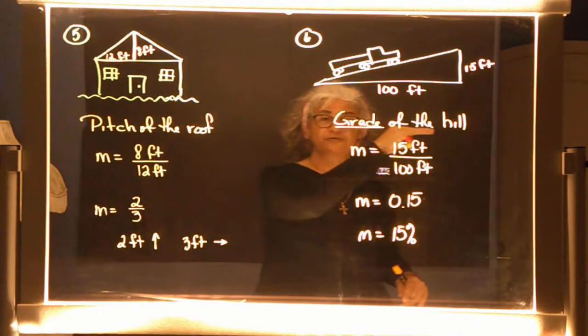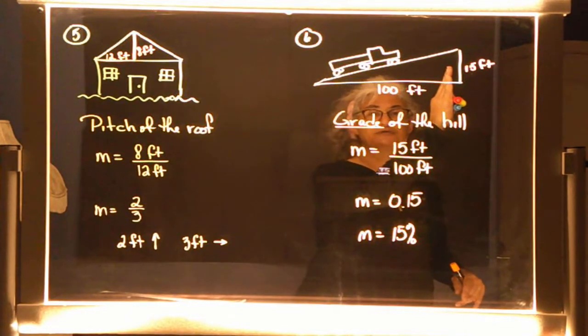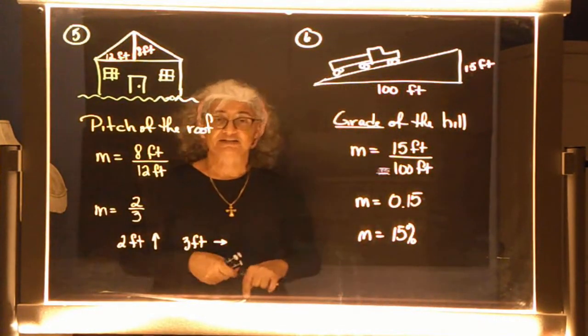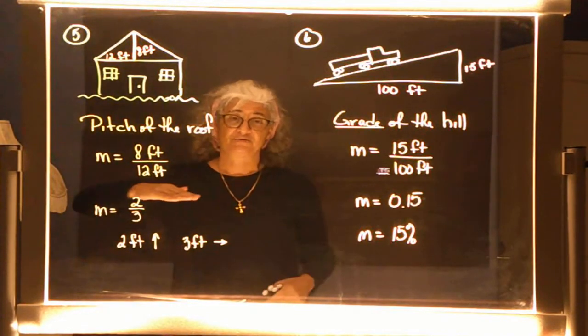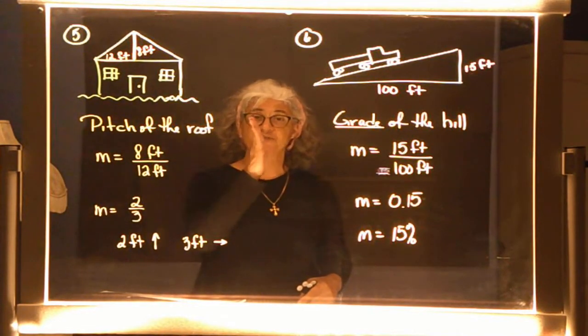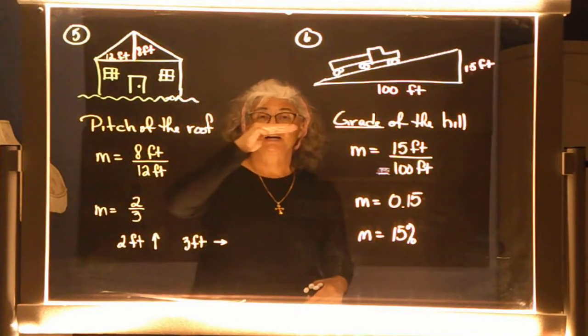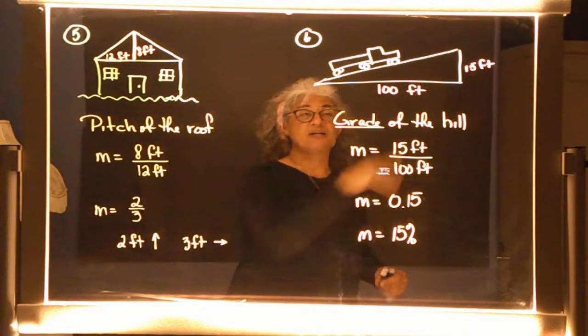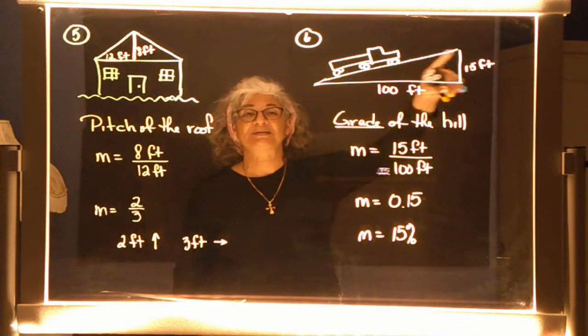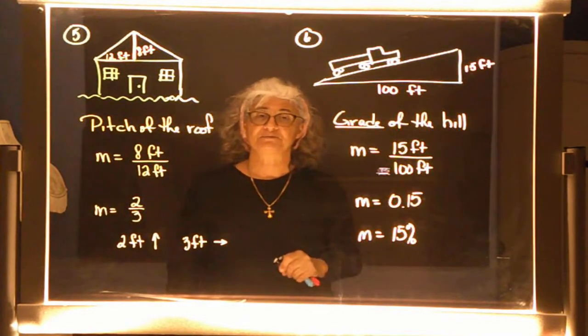For every 100 feet they go across, they have to go up another 15 feet to create this hill. Because remember, they're putting the man-made roads on the hill. So again, for every 100 feet across, they go 15 feet up. Another 100 feet across, they'll go another 15 feet up, and they'll keep going that way, and that's how they get the steepness or the grade of the hill.